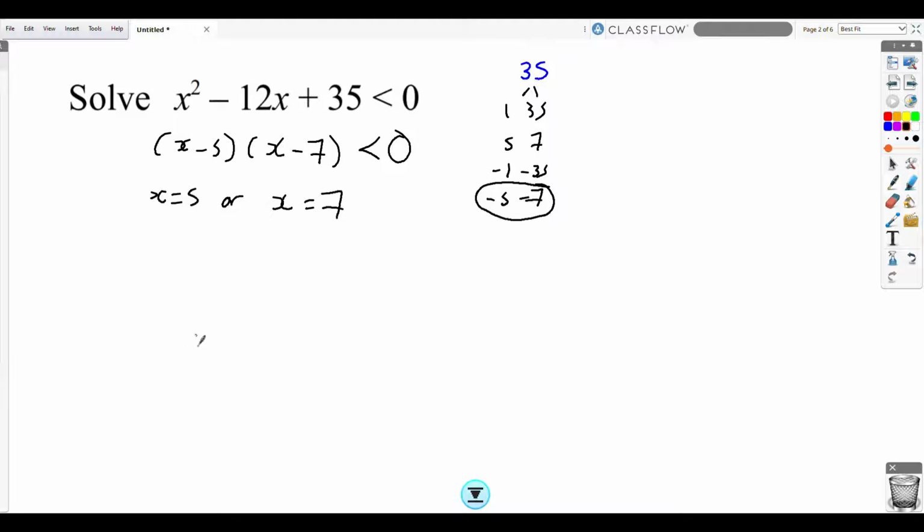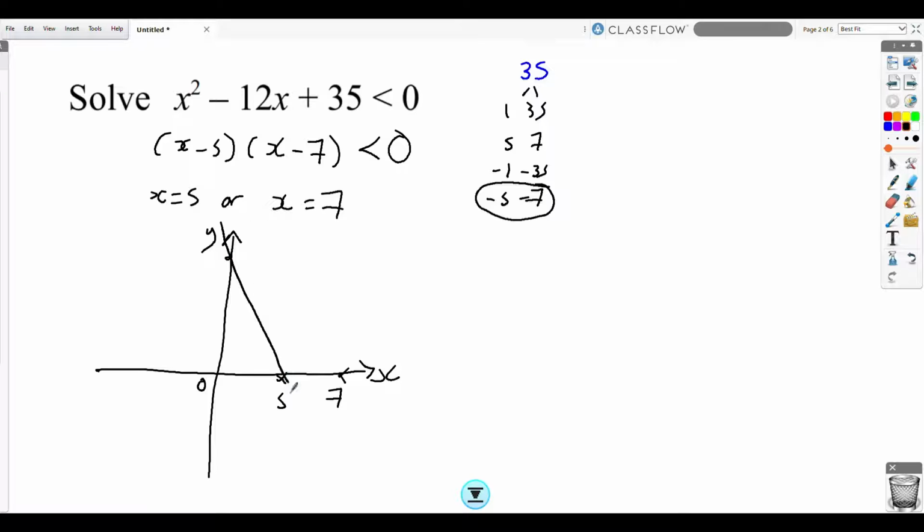And then once again we'll draw it just to see. You always want to make sure you draw the sketch so that you show the examiner how you know what part of the graph to look for. So we know it's going to cross at 5 and 7. It's positive because it's a positive x squared, and the intercept is at plus 35. Something like that.